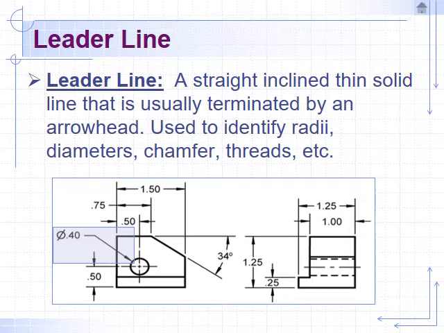A leader line is a straight inclined, thin, solid line that is usually terminated by an arrowhead, used to identify radii, diameters, chamfers, or threads, things like that. And here it is being pointed out to you on the screen. A neat note, this is radial.